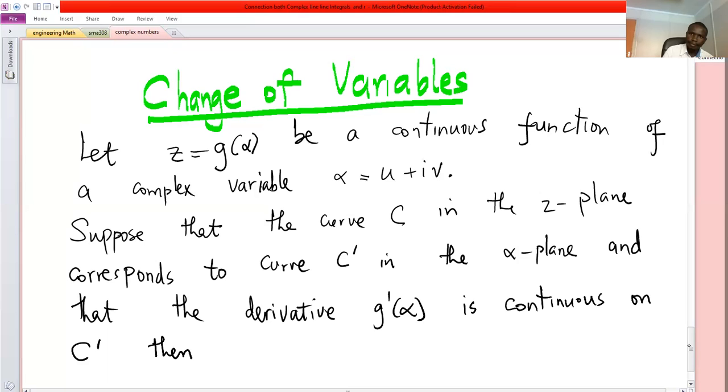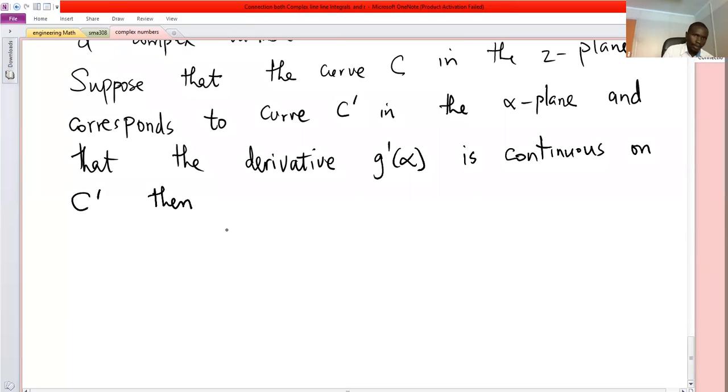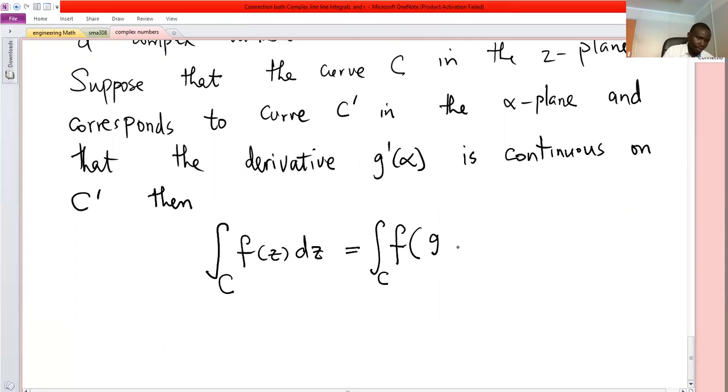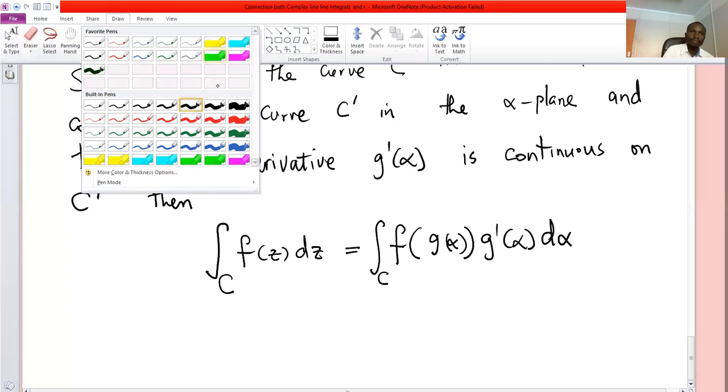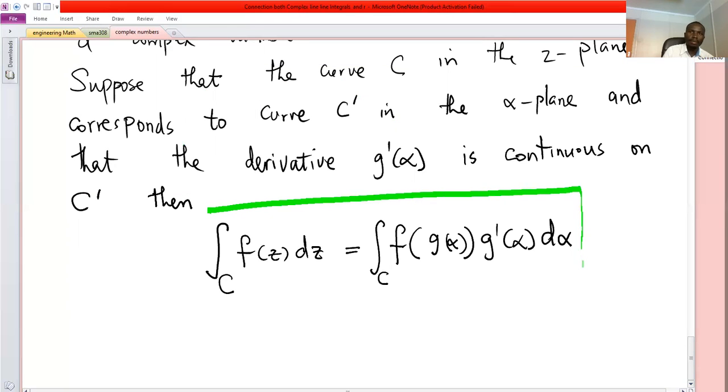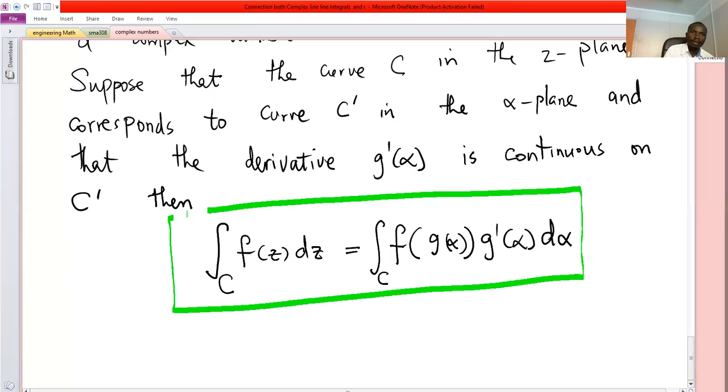Then the integral along C of f of Z dz is given by the integral along C prime of f of G of alpha, and then multiplied by G prime of alpha and then d alpha. This is how we describe change of variables.